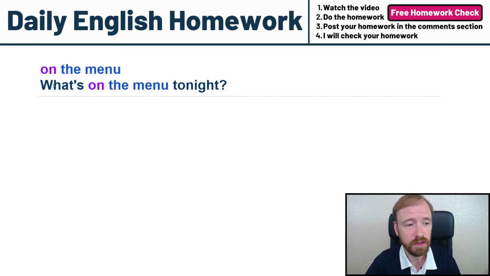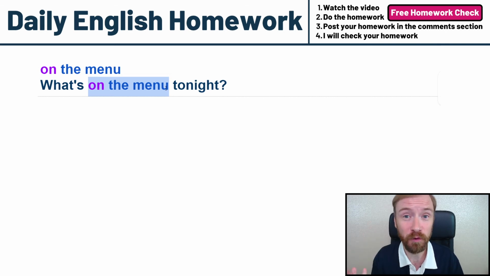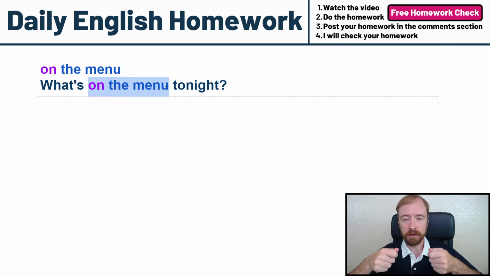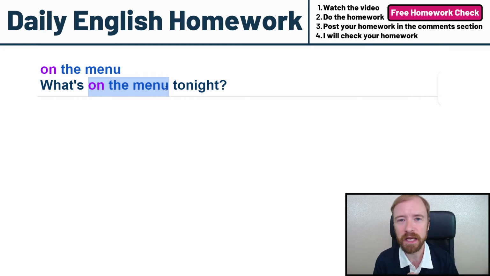On the menu. What's on the menu tonight? So this would mean, what are we eating? So someone asks their wife, what's on the menu tonight? They're not looking at a menu. They're just asking, what are we eating tonight? So this would be a very common idiom. What are we eating? What's on the menu tonight? And a reply: chicken. We're eating chicken.